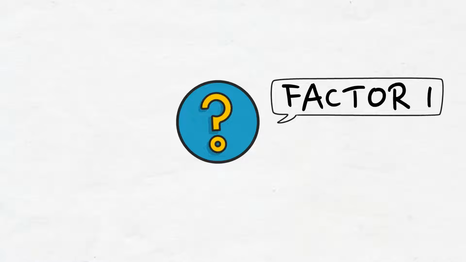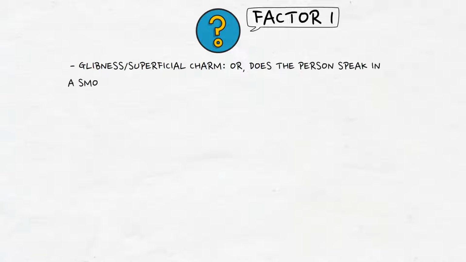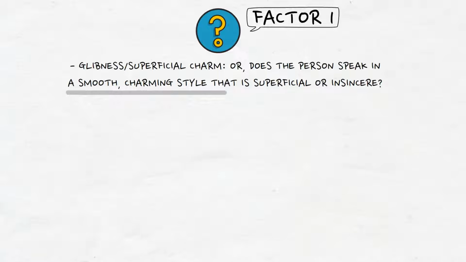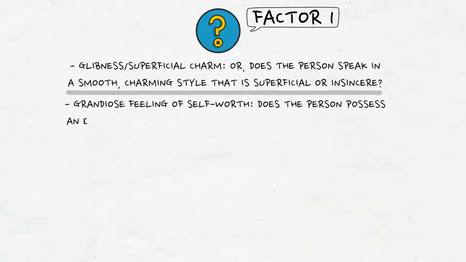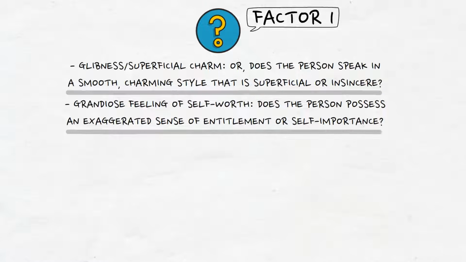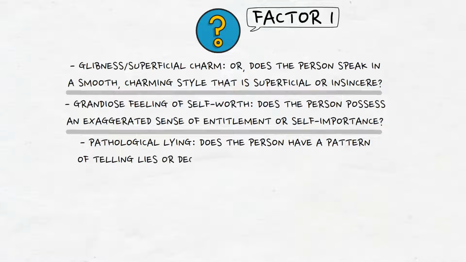Factor 1 covers the following items: glibness, superficial charm. Does the person speak in a smooth, charming style that is superficial or insincere? Grandiose feeling of self-worth. Does a person possess an exaggerated sense of entitlement or self-importance? Pathological lying. Does the person have a pattern of telling lies or deceiving people for their own gain?